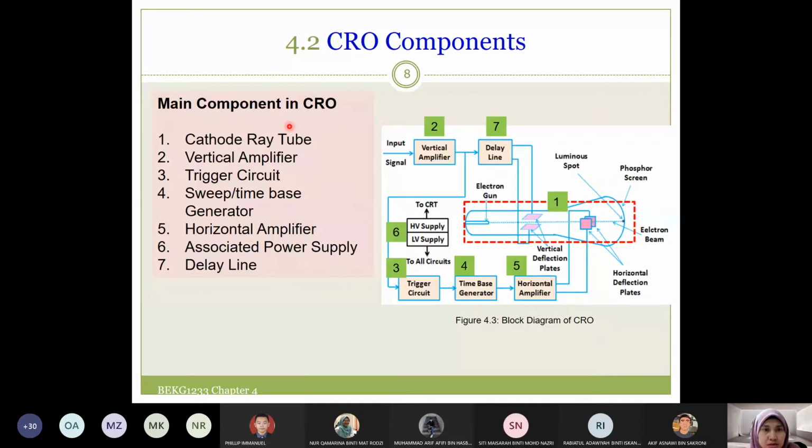This is the main components in CRO. Number 1, cathode ray tube. It is a tube, okay, like a tube in conventional TV. Number 2 is vertical amplifier. Number 3 is trigger circuit. Number 4 is sweep or time-base generator. Number 5, horizontal amplifier. Number 6, associated power supply. Number 7, delay line.